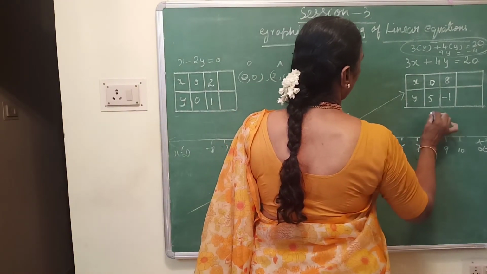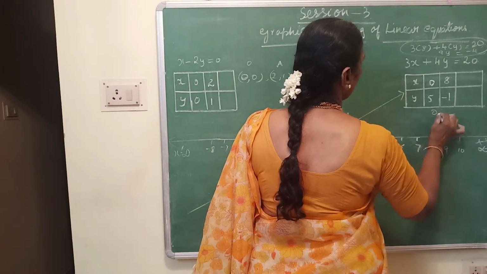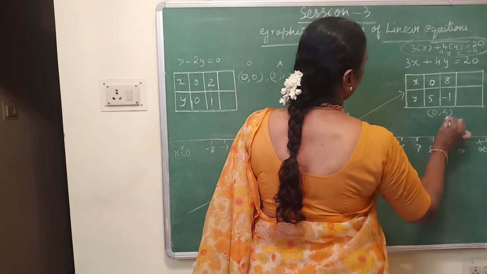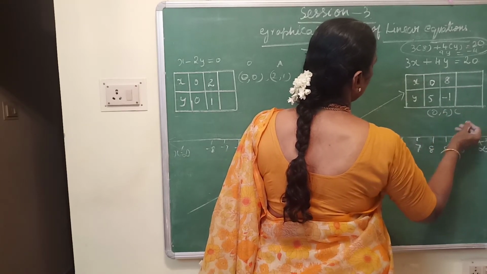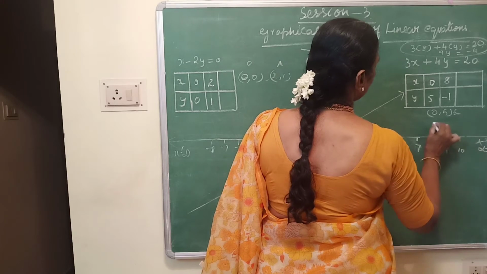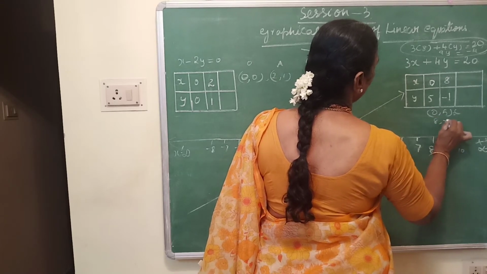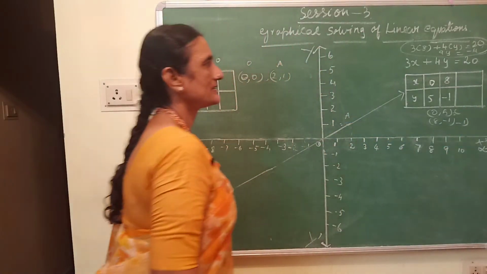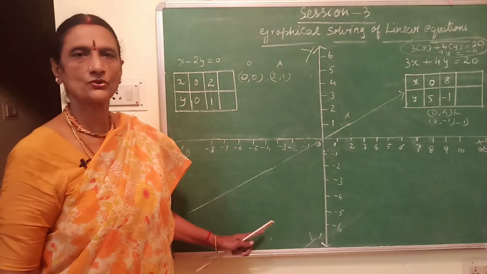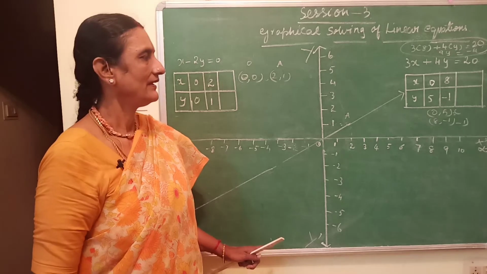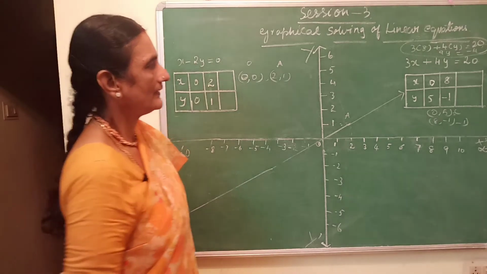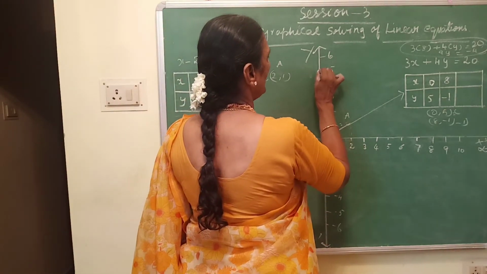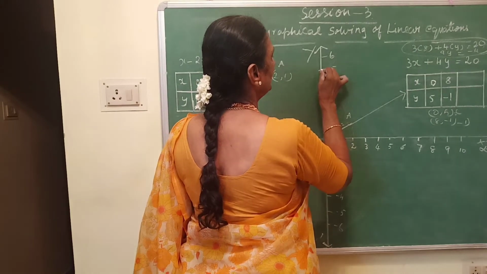I have got the points to be plotted as 0, 5. We can give a name to it. Let it be C. And another point 8, minus 1. Let it be point D. So I have got 2 points C and D. Shall we plot it?